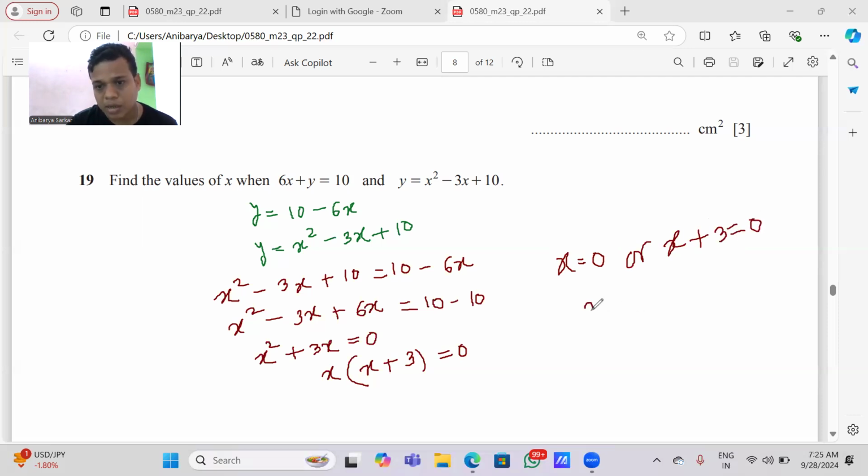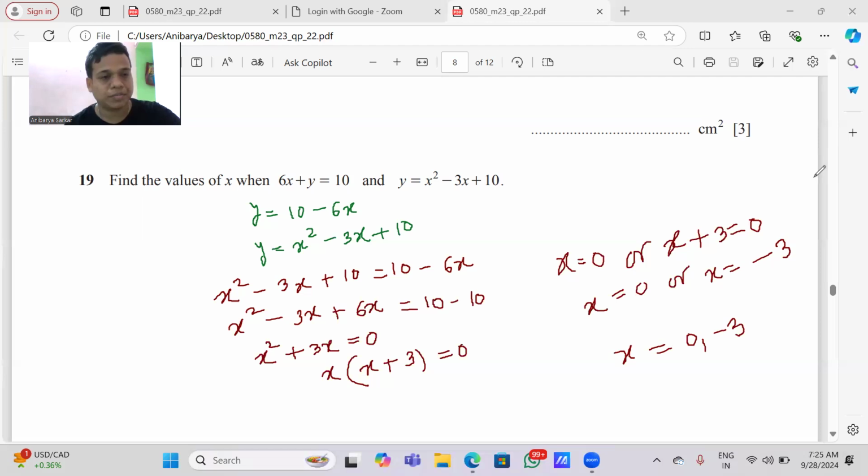Two values are there: x equal to 0 or x equal to minus 3. So x has two values. In the sum, there are two spaces mentioned for x. Write down there 0, comma, minus 3. Hope you get it. Okay. Now we'll go for the next sum.